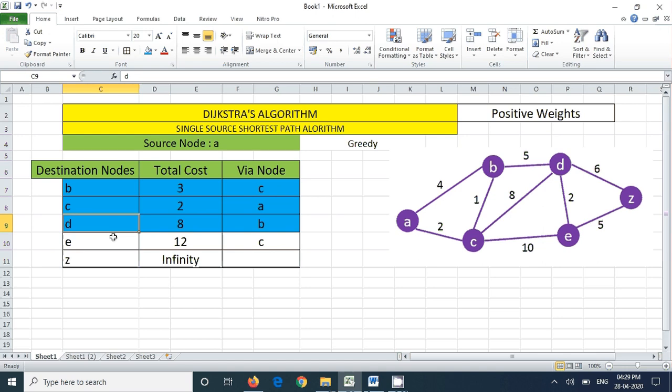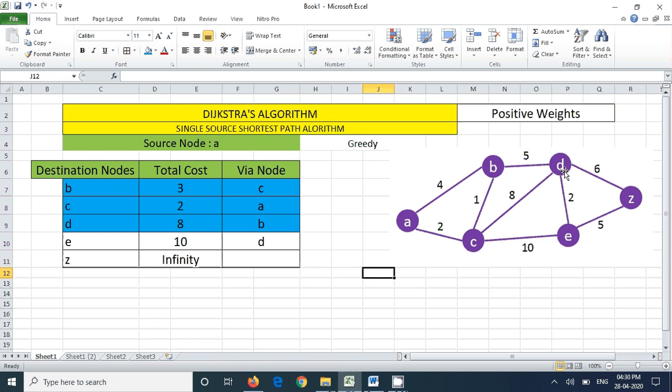Now we have to scan from D. D goes to B, B is already added. D goes to C, which is already fixed, blue. These three are blue, fixed. Now D goes to E with the cost of 2. To come to D from A is 8, then from D to E is 2, so 8 plus 2 is 10. So 10 to E via D is less than 12, so I am replacing 12 with 10 via D.